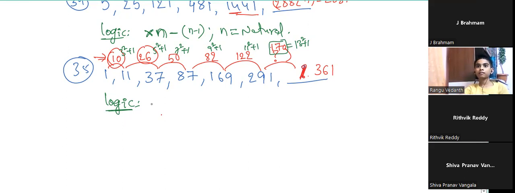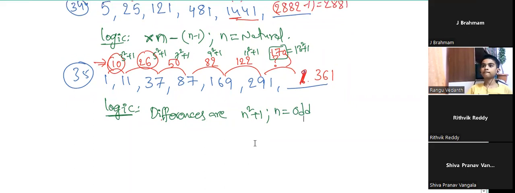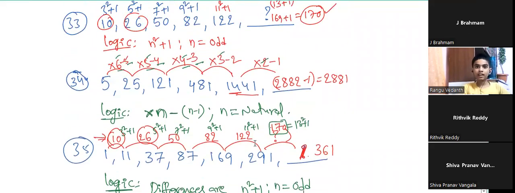Okay, I'm writing the logic. See here. The logic is: differences are n square plus 1, not the given numbers. Differences are n square plus 1, where n is consecutive odd numbers starting from 3. I've given one separate series, and again I have given the same numbers as the differences.